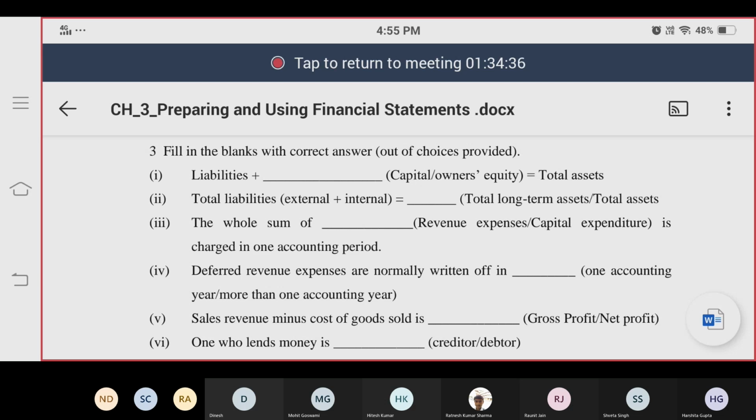Okay. Next, now these deferred revenue expenses, I will first have to tell you what they are. Deferred revenue expenses are normally written off in one accounting period or more than one accounting period. Let me first tell you what deferred revenue expenses are. Suppose the company undertakes a massive promotional exercise. Okay, so for example, the company is sponsoring an IPL team.